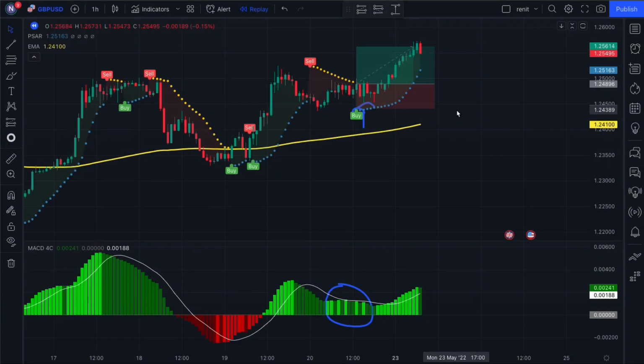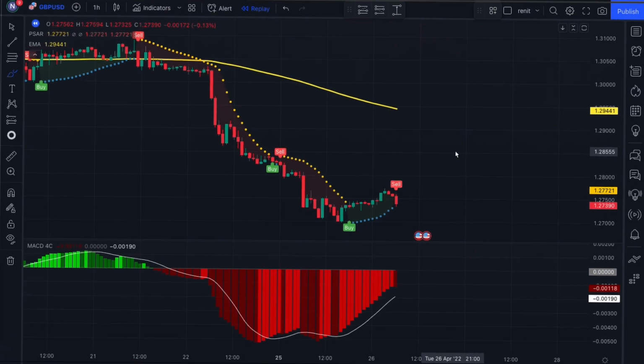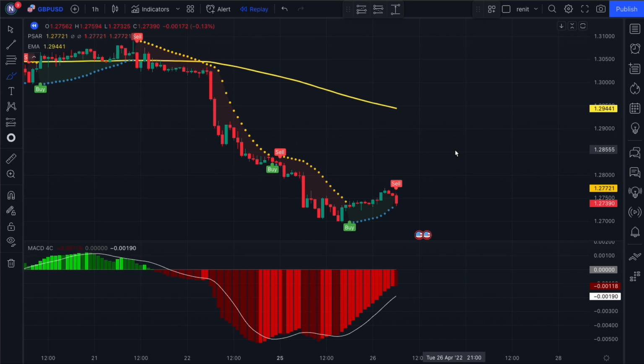Okay, so that's long trades covered. Now let's take a look at short positions. So for short trades, the rules are the opposite. First, we need the price action to be moving below the 200 EMA. Then we need the PSAR indicator to issue a red sell signal. And lastly, the MACD bar must be a red color.